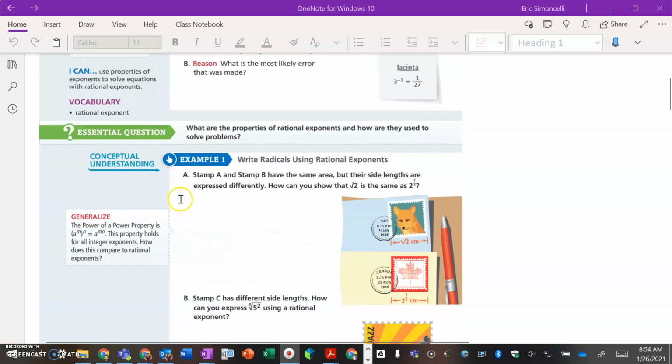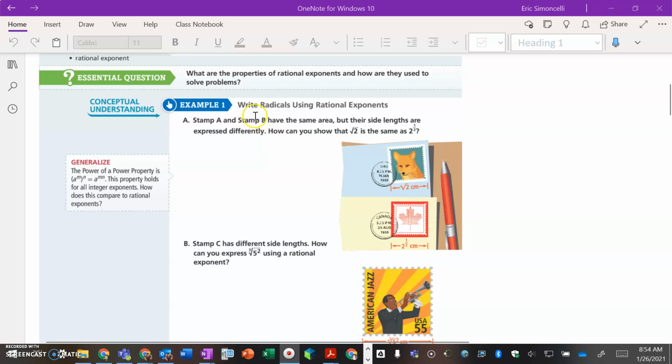To kickstart our lesson today, we're going to be taking a look at example 1 by writing radicals using rational exponents. For part A, it says stamp A and stamp B have the same area, but their side lengths are expressed differently. How can you show that the square root of 2 is the same as 2 raised to the 1/2 power? As it turns out, these two quantities are technically the same, but it's again asking how can you show this.